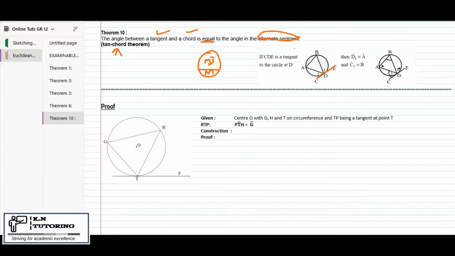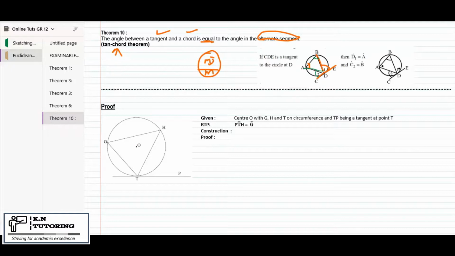the angle between a tangent and a chord is equal to the angle in the alternating segment. So it must be angle A. If CD is a tangent to the circle at D, then D1 is equal to angle A. Similarly, on the other side, the angle between a tangent and a chord is equal to the angle in the alternating segment. Therefore, C2 will be equal to B. Very, very important.